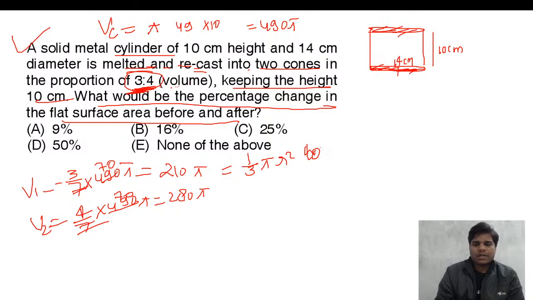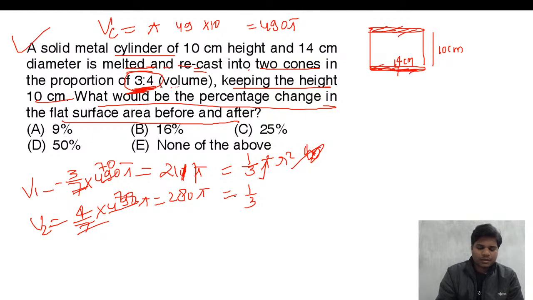So height we have 10. So this 10 gets cancelled. Pi gets cancelled, and 21/3, that becomes 63. 1/3 pi r square h. That is right now. Okay, let's check for this also.